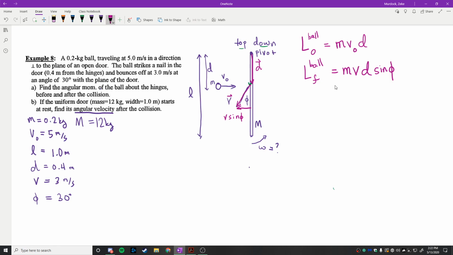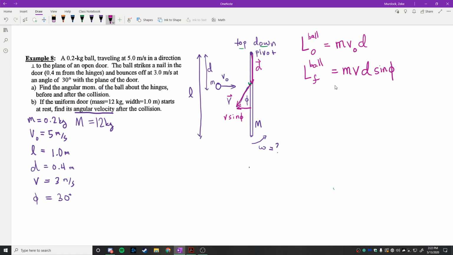So it's going right, and now it's going left, but it's also moving downwards. And the force that produced that downward velocity is coming from the door itself. That force is going to have the effect of pushing into the pivot upwards, which is why it's not going to affect the angular momentum. I don't know if that made any sense. Maybe I over-explained that, but that's the answer to part A.